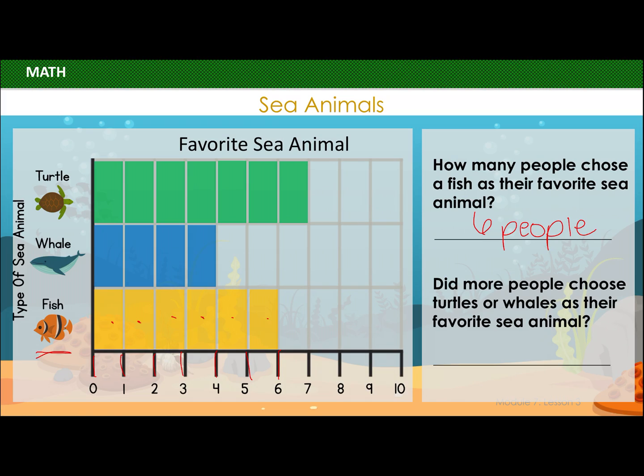My next question is, did more people choose turtles or whales as their favorite sea animal? So I'm going to count my turtles first. So it looks like my turtles end on the 7th tick, but I'm going to count my boxes to make sure. 1, 2, 3, 4, 5, 6, 7. So I know that turtles have 7, and whales definitely look less. Whales only have 4 boxes, and they end on that 4th tick. So I know that more people chose turtles. So I'm going to write turtles.